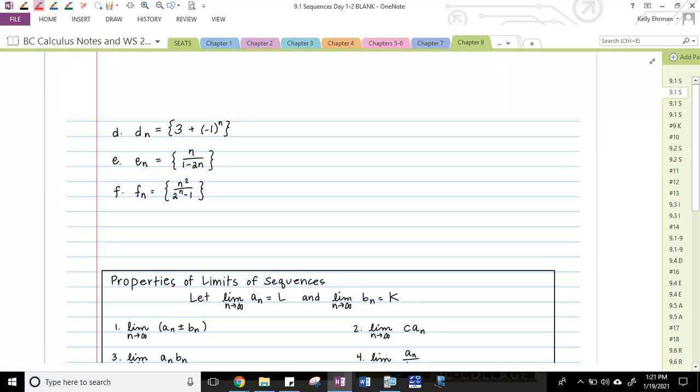On to the next page. What about my next one? We're still doing the same thing. The limit as n approaches infinity of 3 plus -1 to the n power. Well, the limit of 3 is still 3. But then depending on whether n is even or odd, you're going to get plus or minus 1.